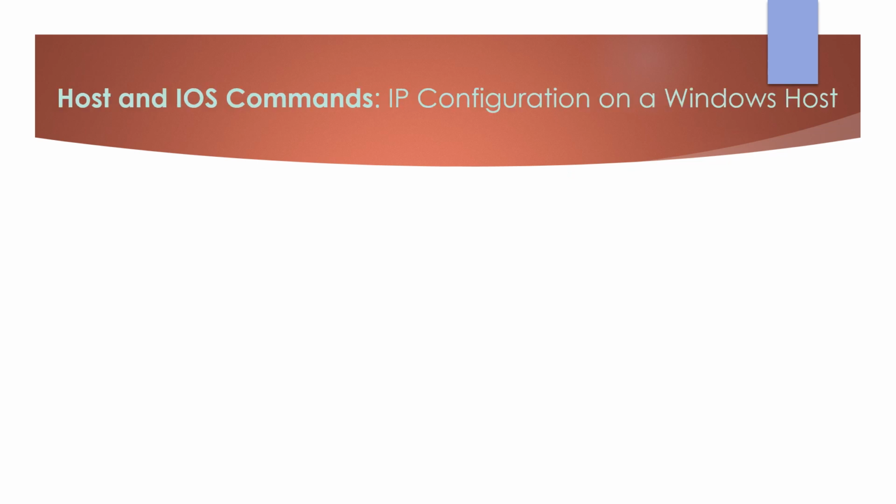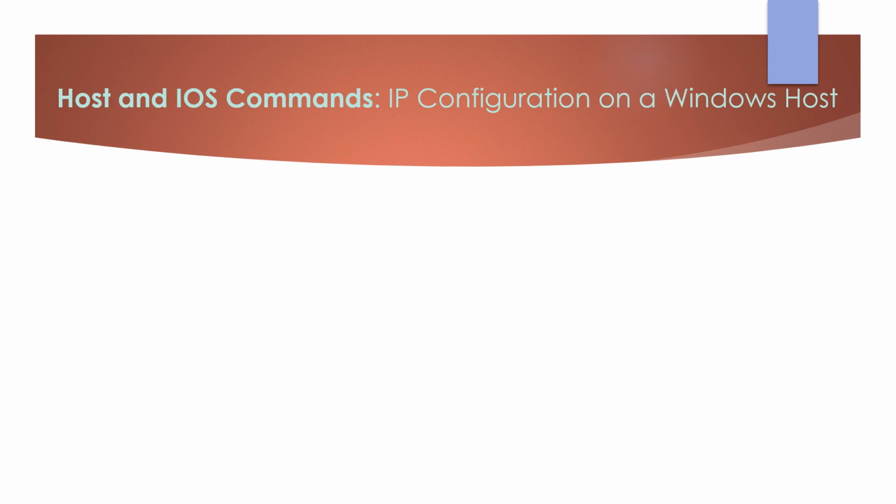In the first material, we verified connectivity and found that some parts of our network are not working as they should. But now, for us, it's time to use some commands to troubleshoot the devices. Host and IOS commands can help to determine if the problem is with the IP addressing of the device, which is a common network problem.